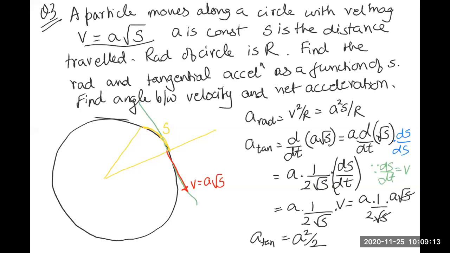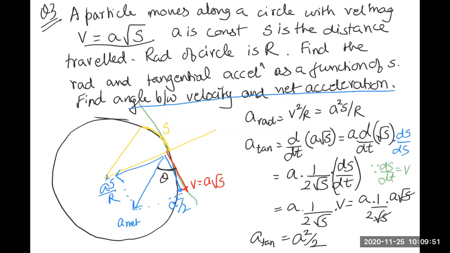So now this tells me that look, in this direction the acceleration is a square by 2, and in this direction the acceleration is equal to a square s by r. Right? And therefore the net acceleration must be here, a net. And we are supposed to find the angle between velocity and net acceleration. So the angle between velocity and net acceleration is this theta, right? It is this theta. This is very simple to calculate, right?